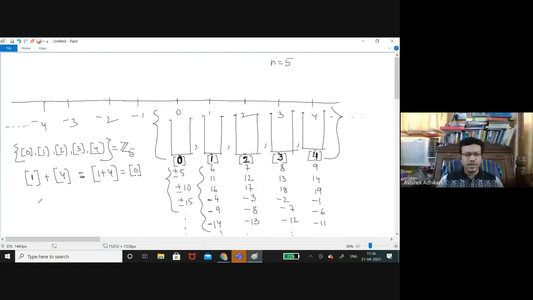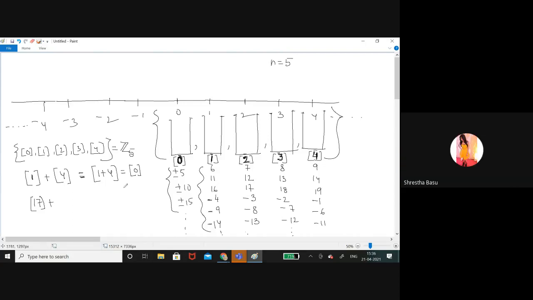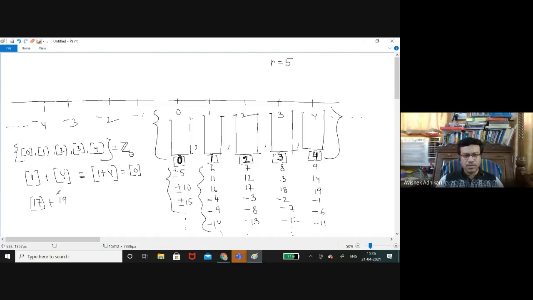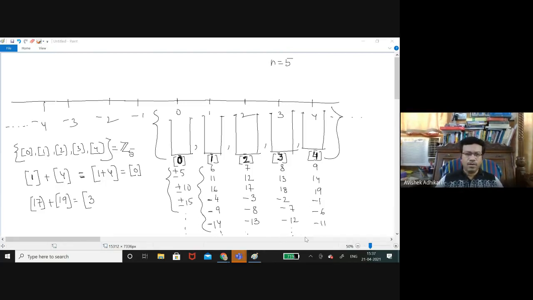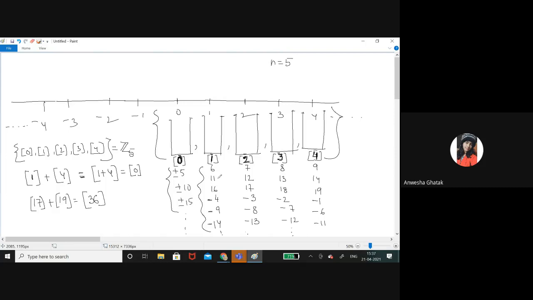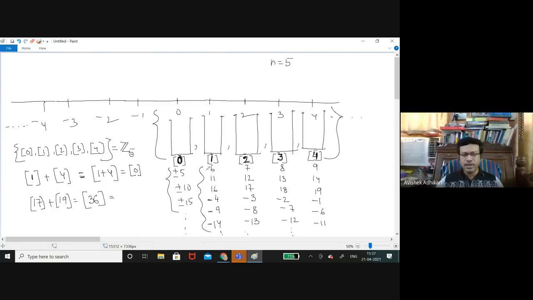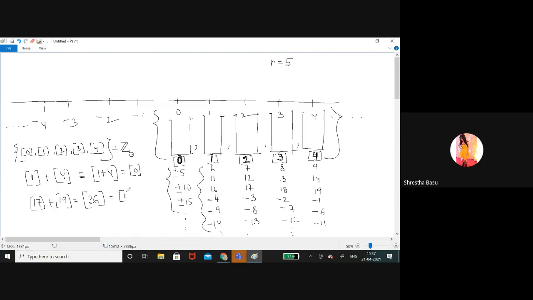17. Okay, and then plus, say, take any element from here. Anybody tell me any element from here? 19. Okay, so if I just add them, what I'll get is 36, right? Now try to find which group 36 will be in. Box of 1. 36 will be in here, right? Box of 1. Yes. Okay.